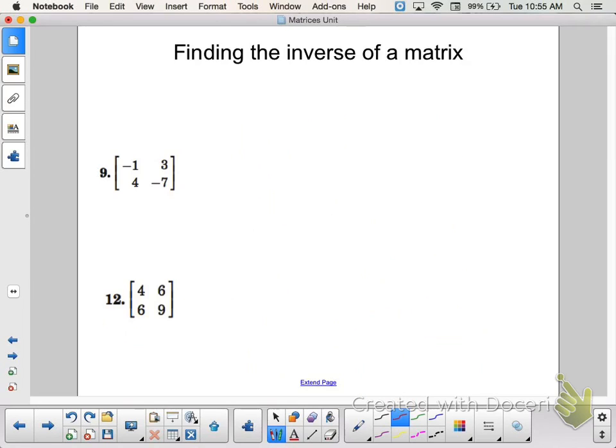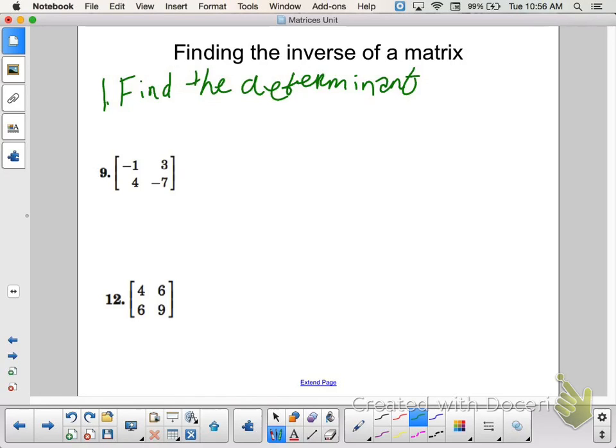Alright, going on to the next part, finding the inverse of a matrix. First thing is find the determinant. Just like in a system of equations, a determinant determines whether or not you have a unique solution to your system of equations. In finding the inverse of a matrix, the determinant tells you whether or not you have an inverse. So there are some real-world functions that aren't invertible, that won't create a function when they are an inverse, or they're just not invertible in general.